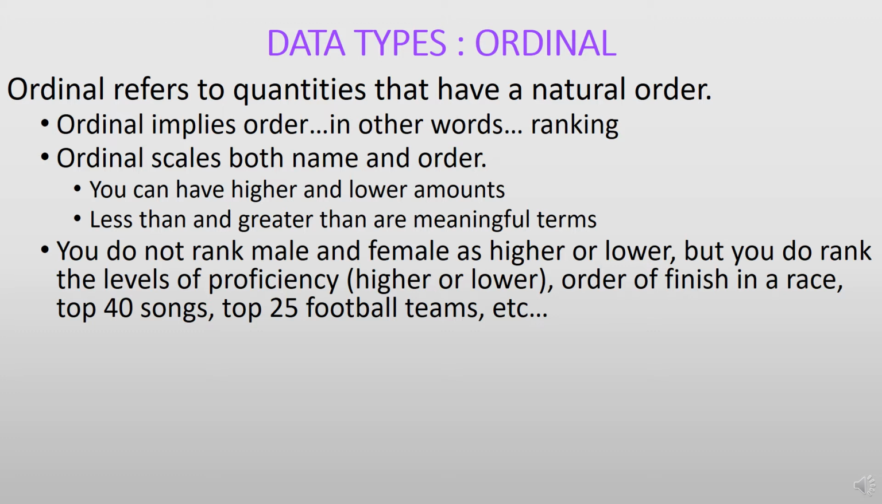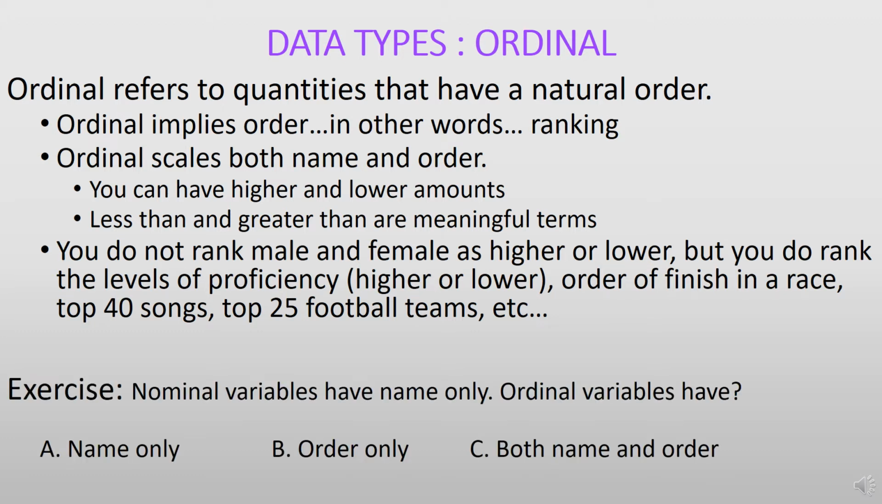Can you answer this exercise? Nominal variables have name only. Ordinal variables have A. Name only, B. Order only, or C. Both name and order. The answer is C, both name and order.